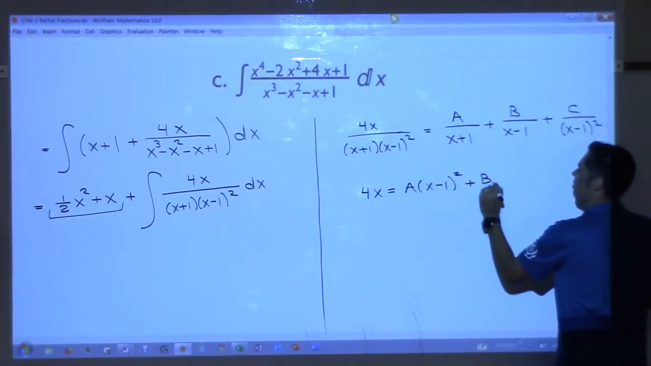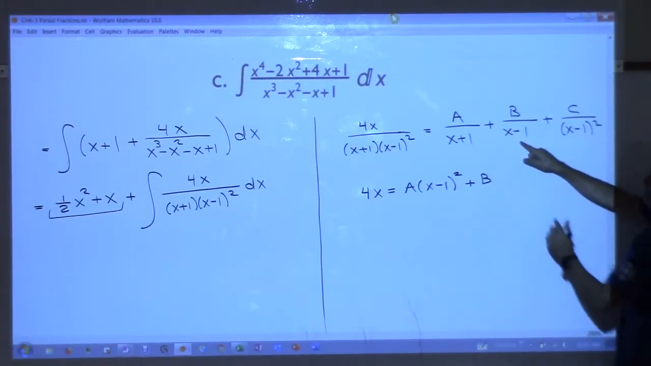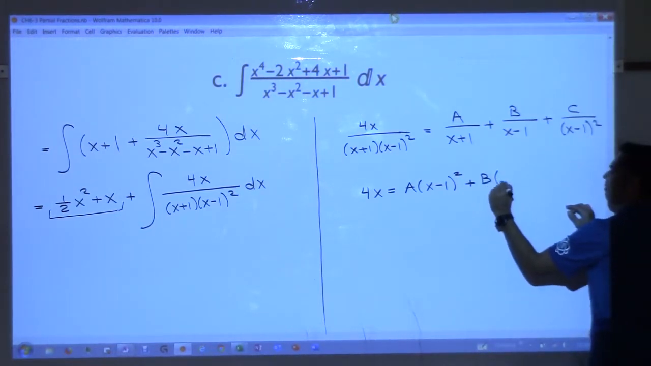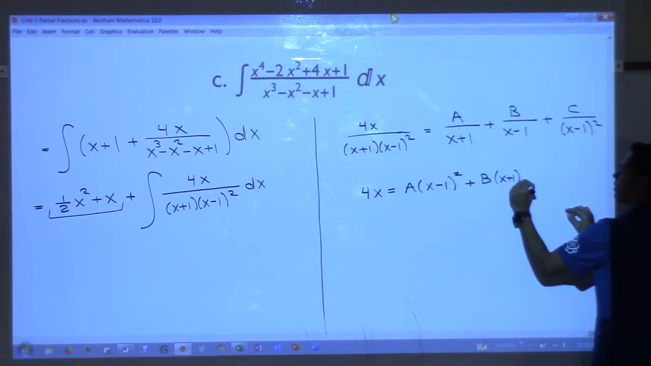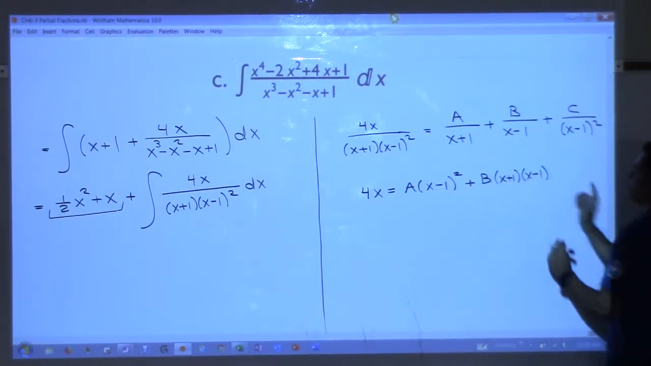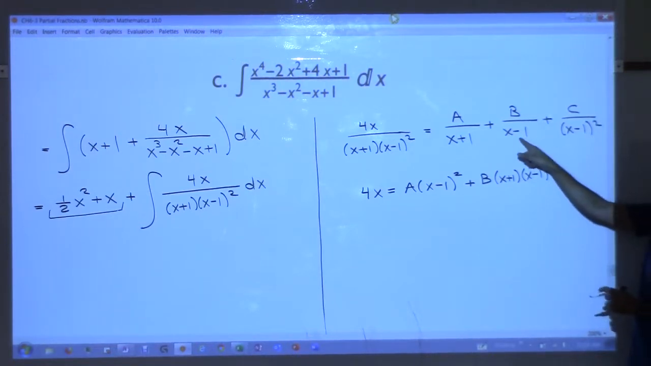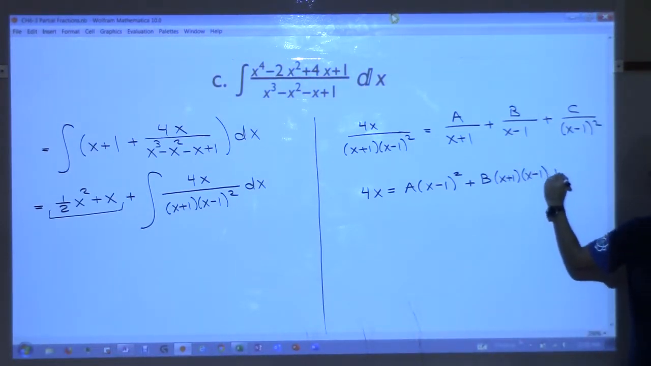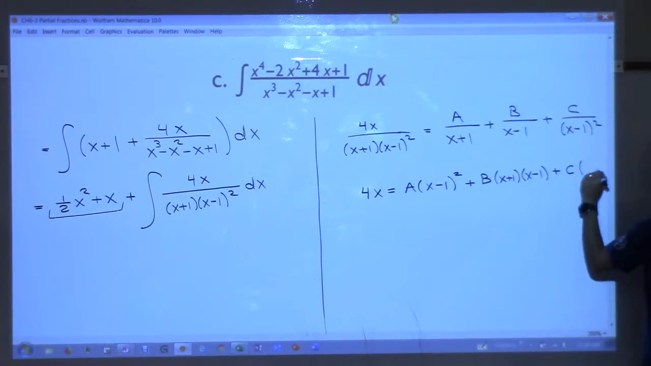Sure. On this one, that one's going to be B, and then x plus 1, and then x minus 1. Squared or no? No square, just one factor of it. So one of the factors of x minus 1 there, and then you want to do the last one, Max? Sure, it's just going to be C times x minus 1, x plus 1. Okay, good. So that's what happens when we multiply by the LCD.